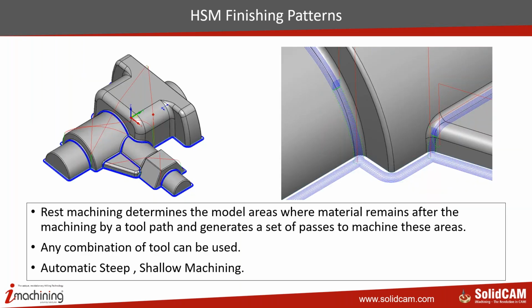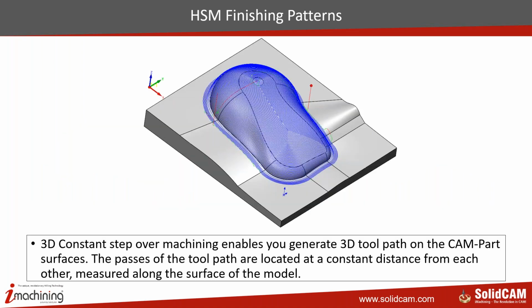Rest machining determines basically the areas where material has been left out by the previous tool and generates a set of passes to machine those particular areas. Earlier, we did have a restriction, like let's say 10 years back, that we could use only ball nose tools. But now any combination of tools can be used. It has automatic, steep, and shallow machining.